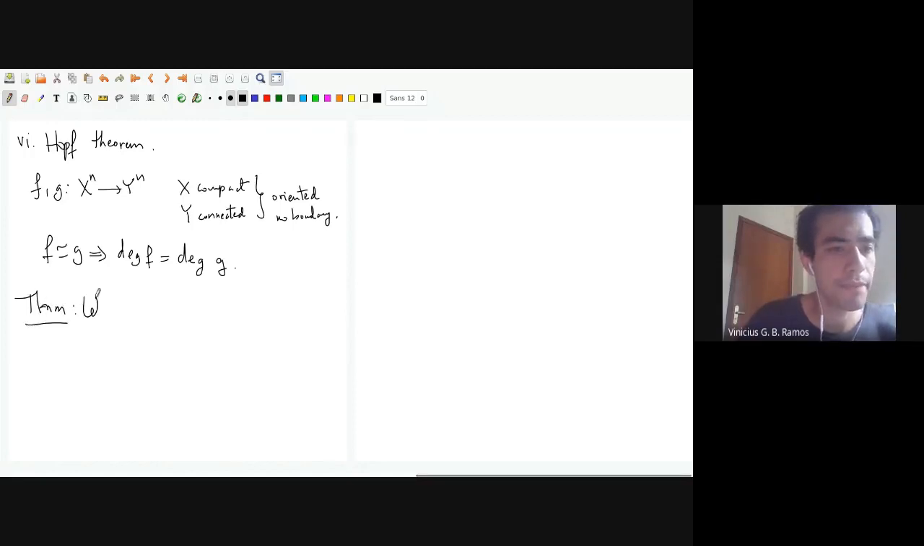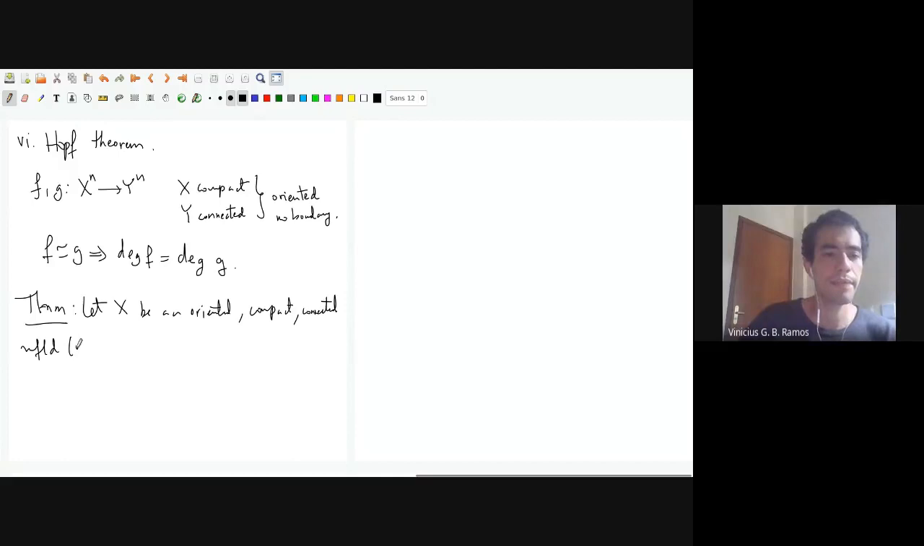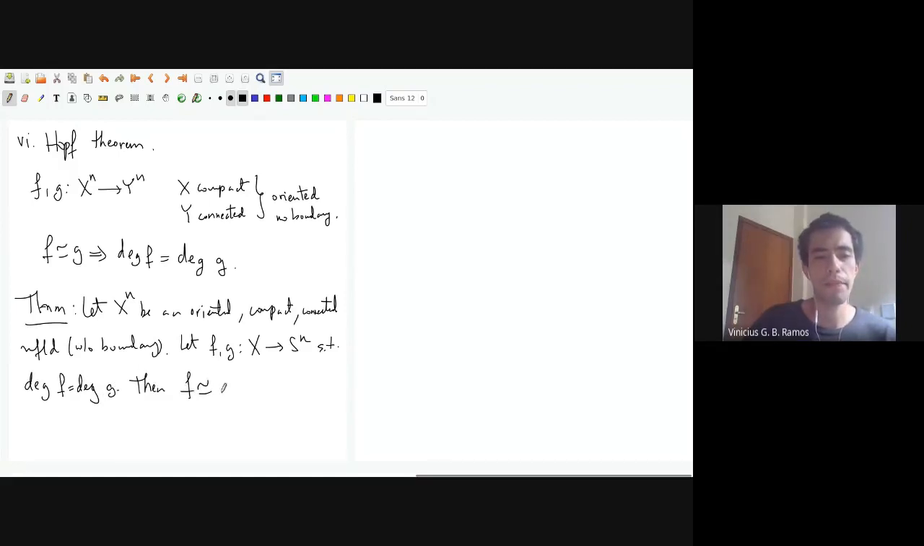will be the following. So let X be an oriented, compact, and connected manifold without boundary, and now let f and g be two functions from X, of dimension n, to S^n, such that they have the same degree. Then f is homotopic to g.